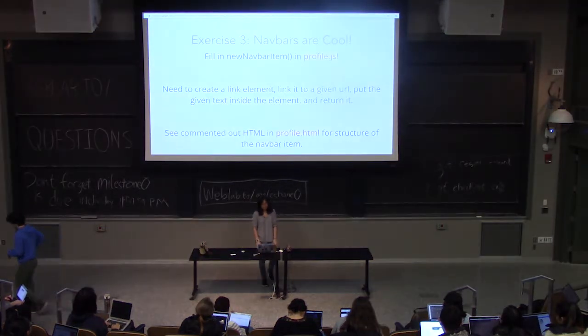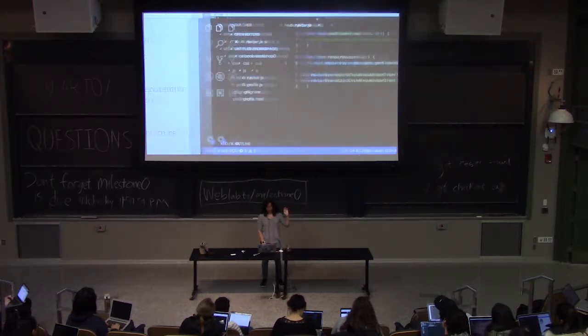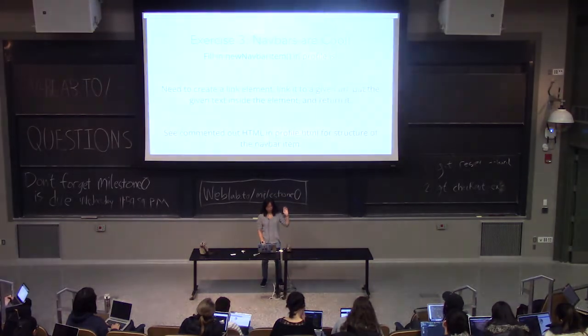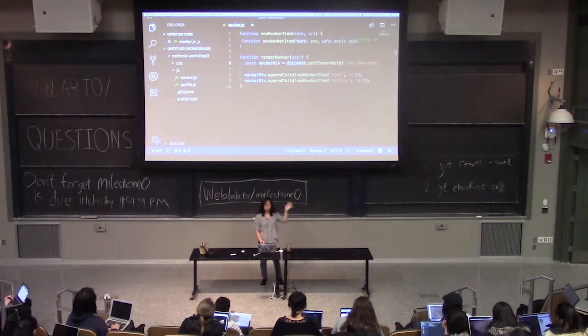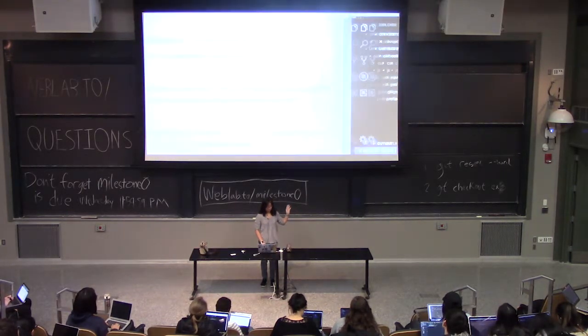So, what are we going to do this time? We're going to actually fill in a new Navbar item, this function that's empty, which is in profile.js. That doesn't sound right. Okay, sorry. New Navbar item is in Navbar.js. And it should be this function here that only has a comment. The two dashes before the line signifies a comment. And we're going to fill out this function.